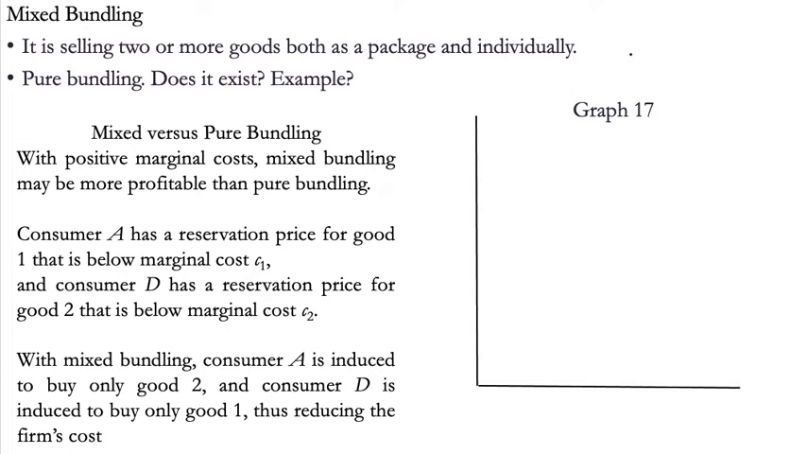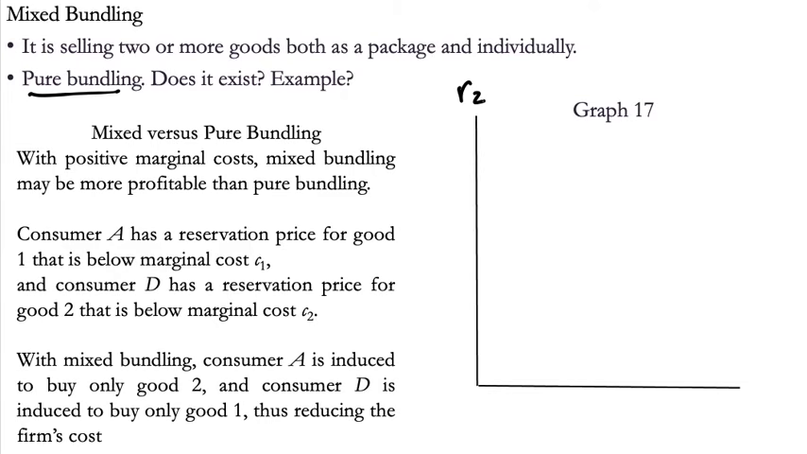What did we have previously? In the previous example, when we talked about bundling, it was basically pure bundling. Pure bundling is where you don't sell the two goods separately, but you just sell them in the form of a bundle. So consumers have to buy in the form of a bundle. They cannot buy separately.